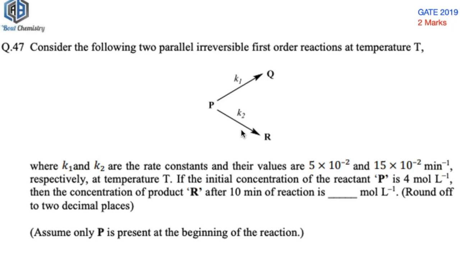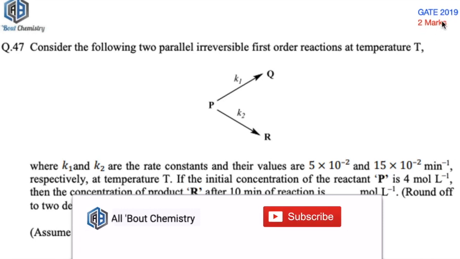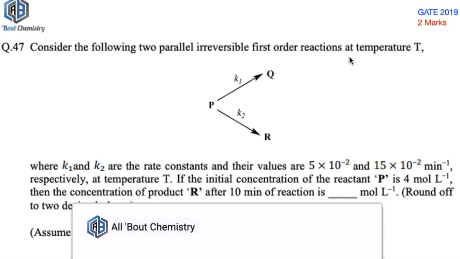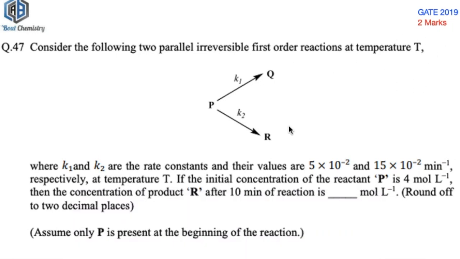Alright, so we'll take this particular question which was asked in GATE 2019 for 2 marks. The question was: consider the following two parallel irreversible first order reactions at temperature T. They are asking about a parallel reaction, where the reactant is P, which is getting converted into products Q and R with two rate constants K1 and K2. Their values are given to you: 5 into 10 to the power minus 2 and 15 into 10 to the power minus 2 minute inverse. That means these reactions are of first order at temperature T. Both the reactions are taking place at the same temperature.